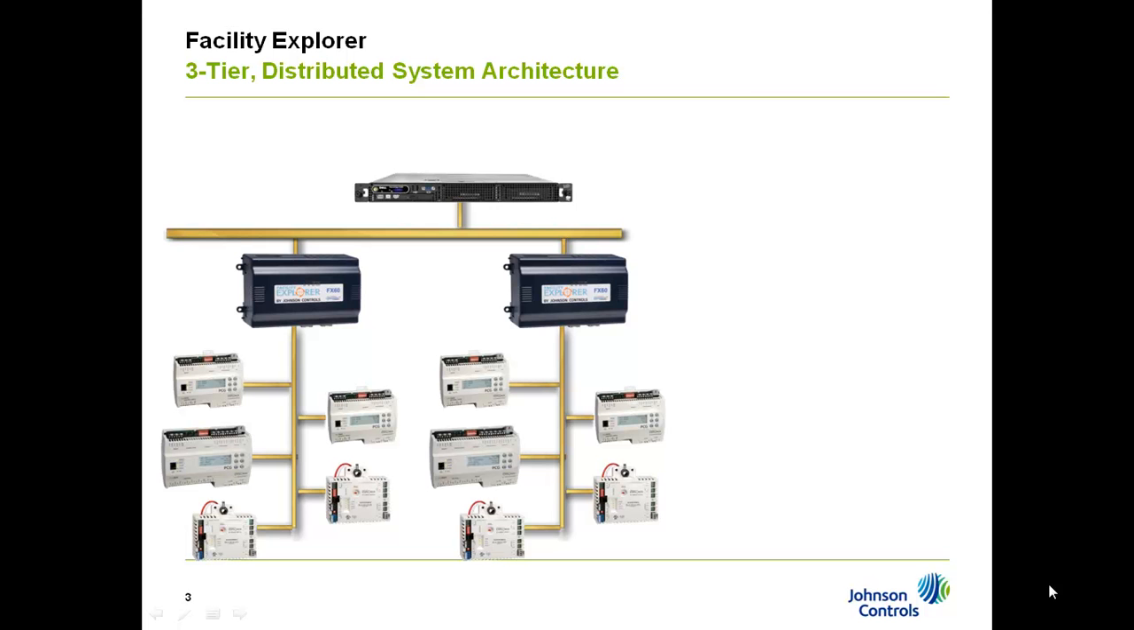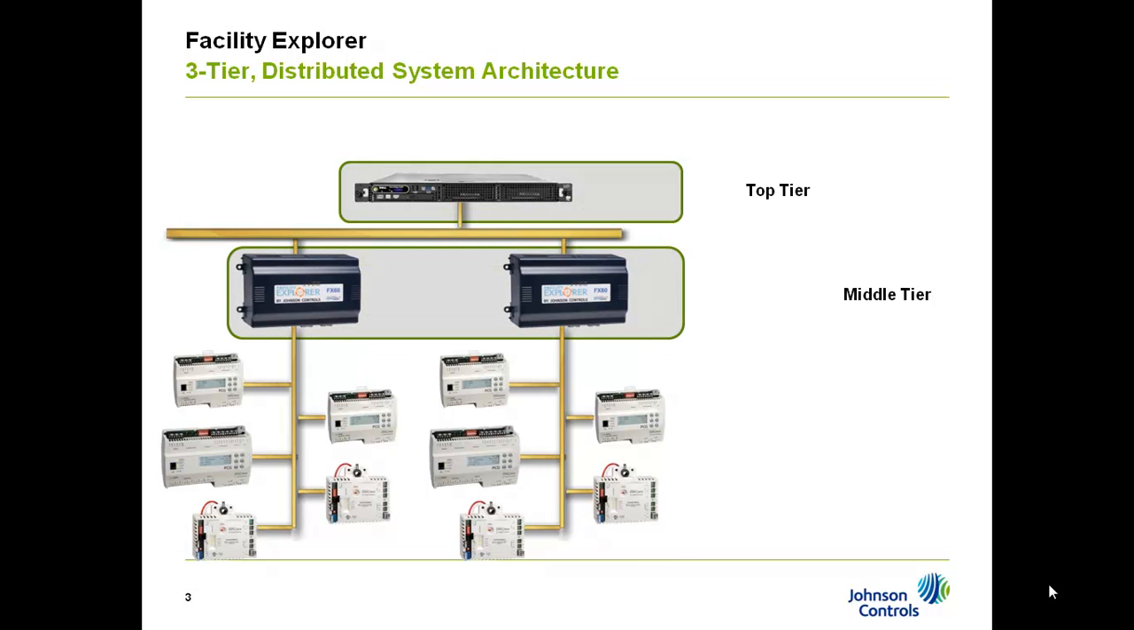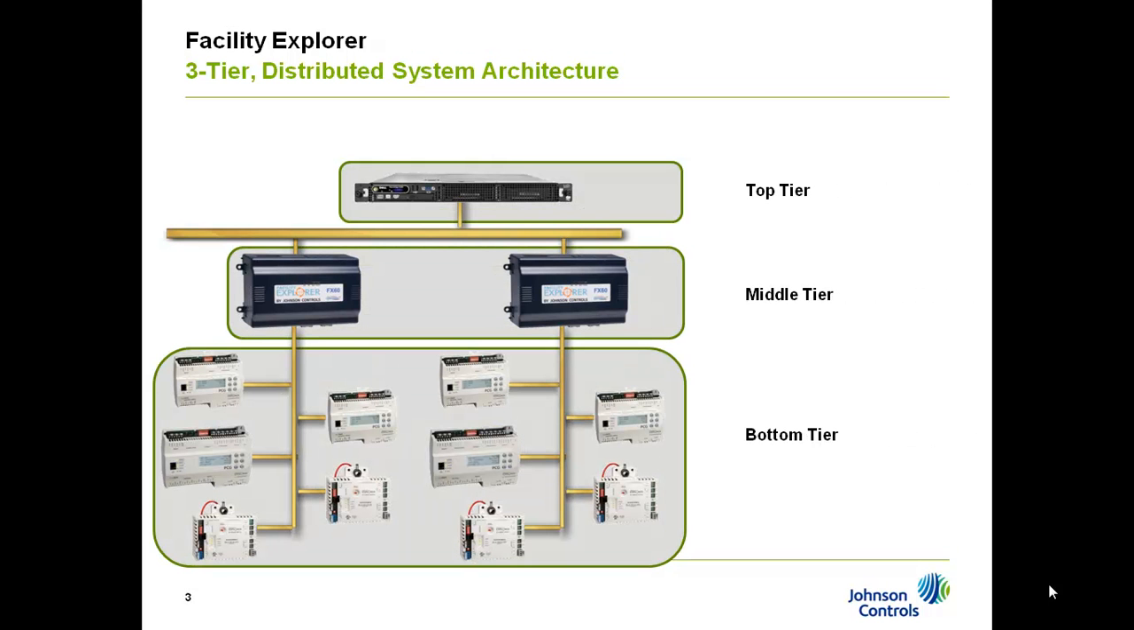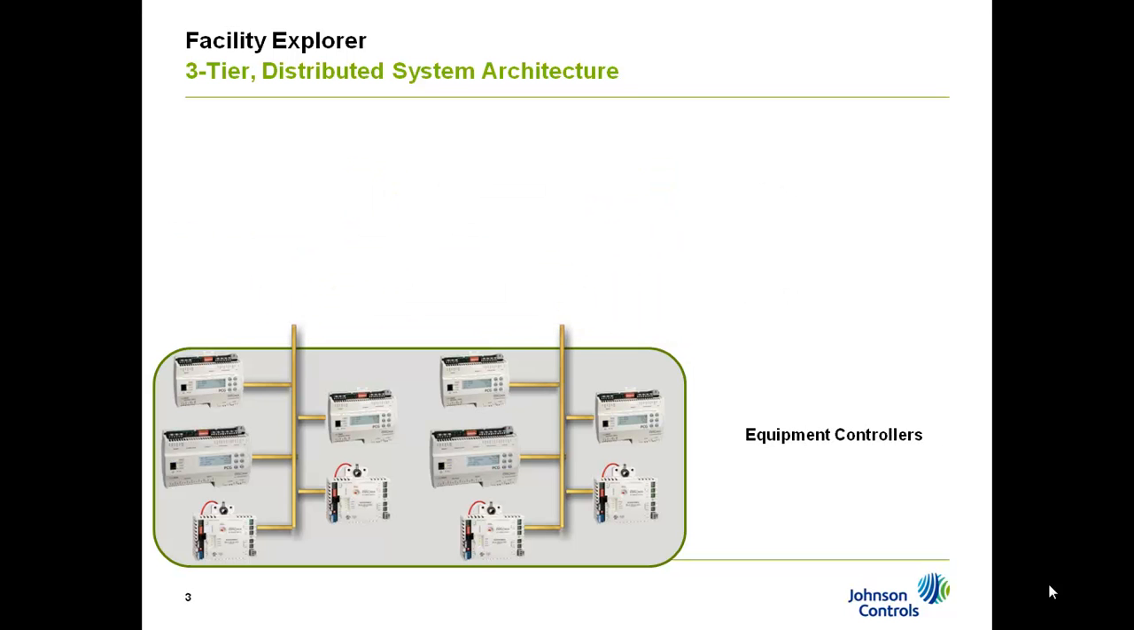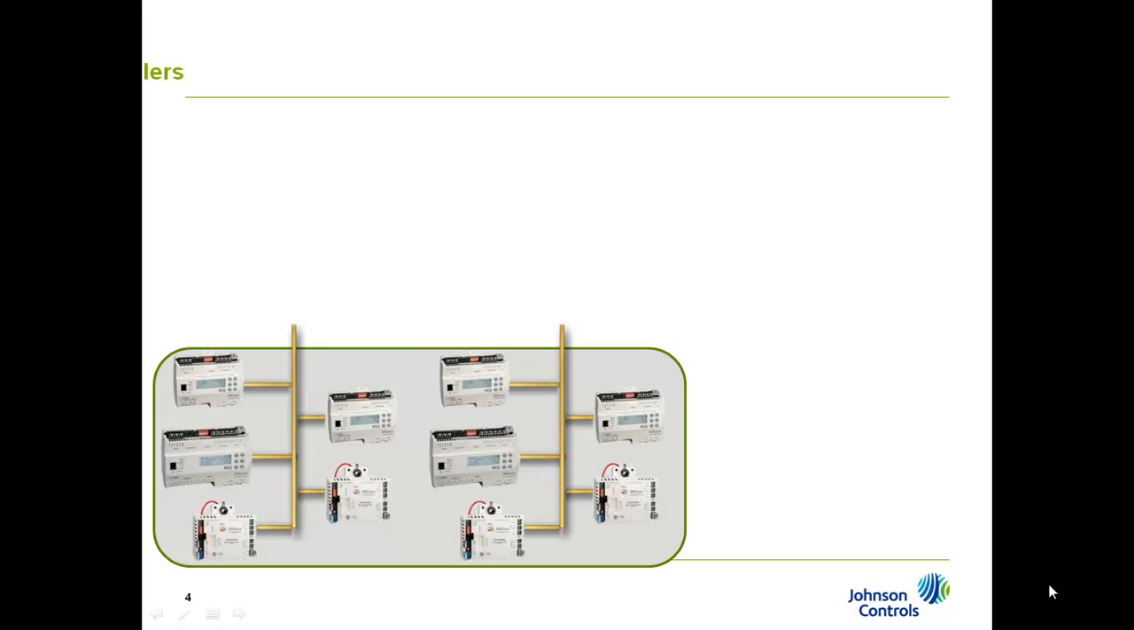The Facility Explorer system is comprised of 3 tiers of distributed components. At the bottom tier of the Facility Explorer system topology are the equipment controllers. Equipment controllers directly monitor and operate the building's mechanical equipment via onboard inputs and outputs and internal programmable controller logic.